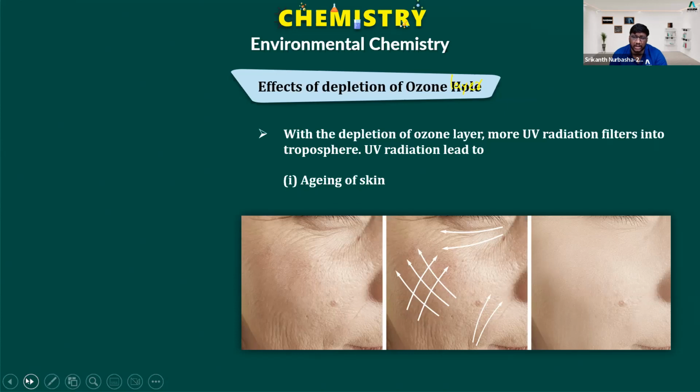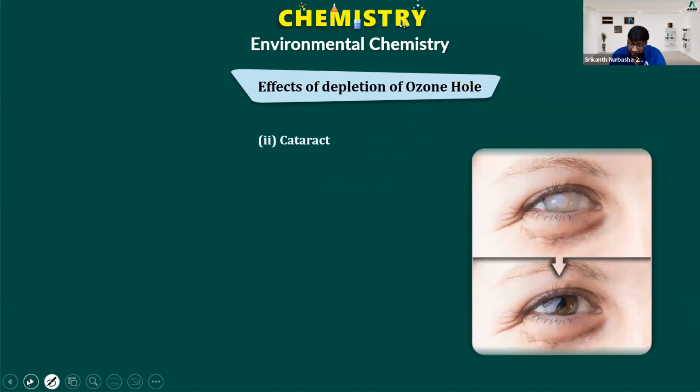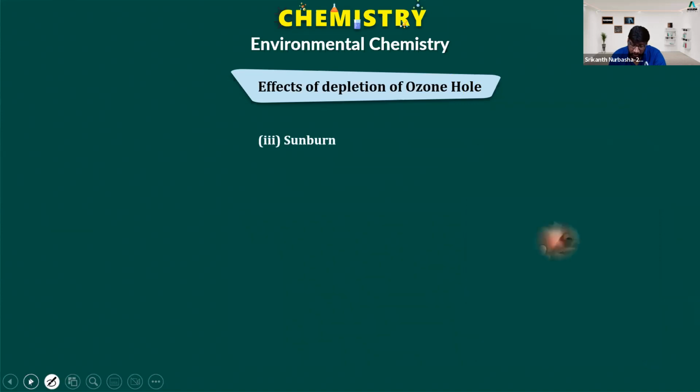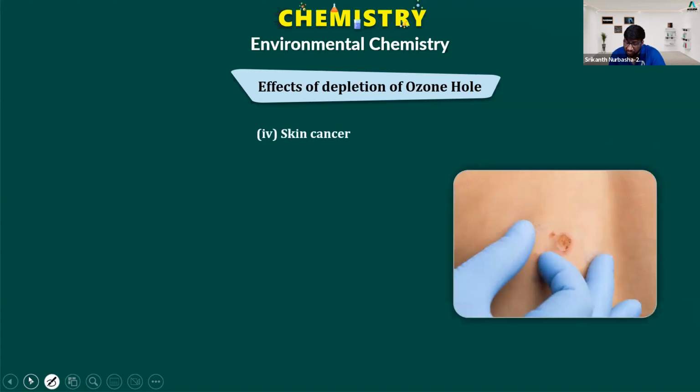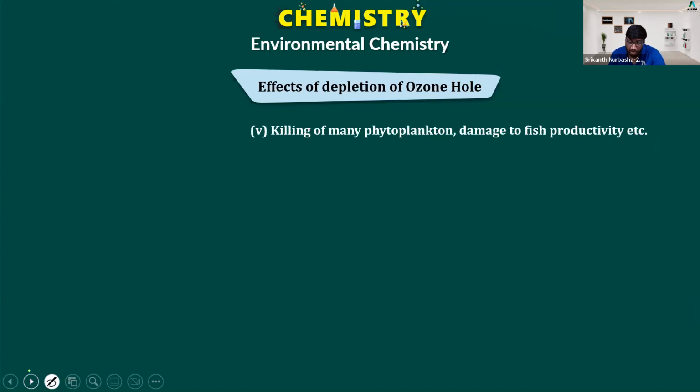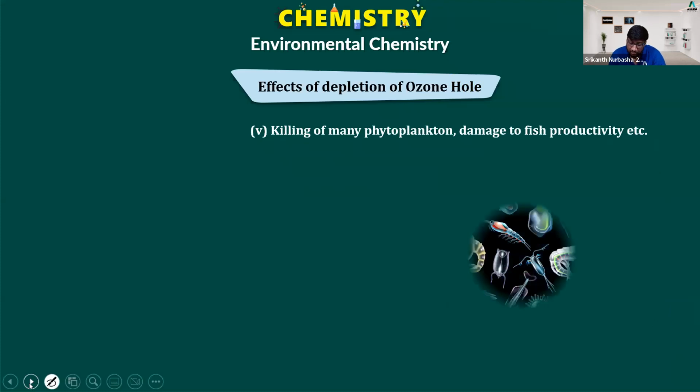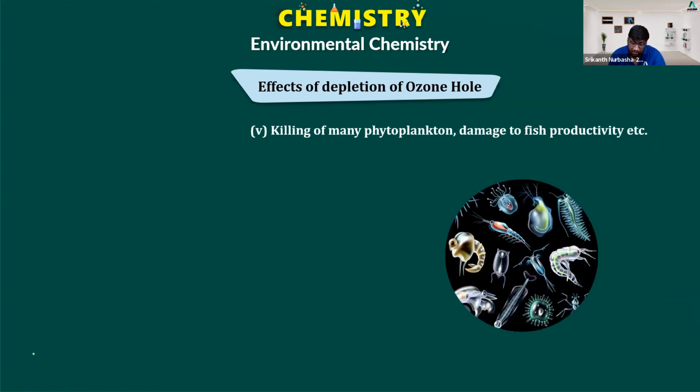So these are some of the problems which we can observe because of this UV radiation. Aging of skin, cataract, sunburning is a normal issue, skin cancer, killing of many phytoplankton and damaging to the fish productivity. So these are all the different effects which we can see because of the depletion of ozone layer.